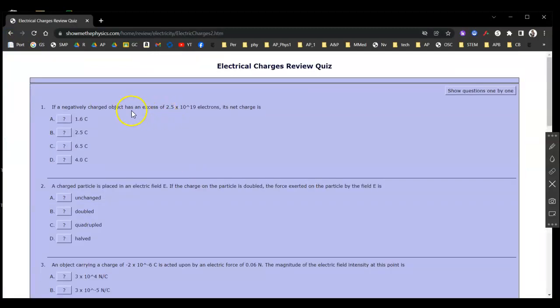There's a question just like the one before. Remember this one? You don't have one electron. You have a whole bunch of electrons. What do you do with that number to find out the charge on it? Because one electron is, what's that number again? 1.6 times 10 to the negative 19. So don't you just multiply that number by 1.6 times 10 to the negative 19?